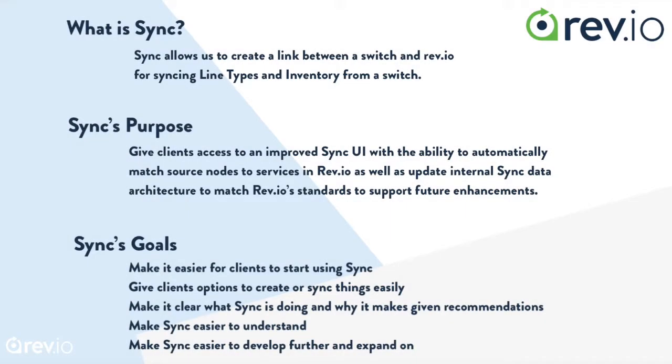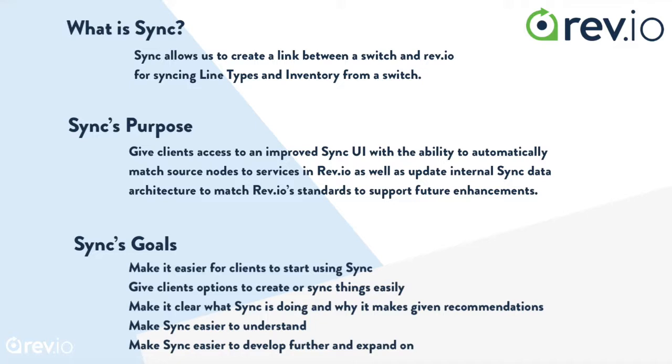In case you're unaware, Sync is the main way Rev.io creates a link to a service in order to sync line types and inventory from a switch. The main purpose of updating Sync is twofold. First, to give clients access to an improved Sync UI with the ability to automatically match source nodes to services in Rev.io. And second, to update our internal sync data architecture to match Rev.io's standards and support future enhancements.